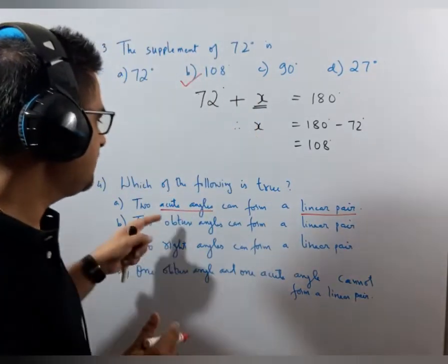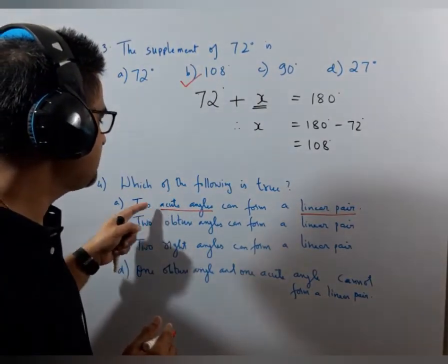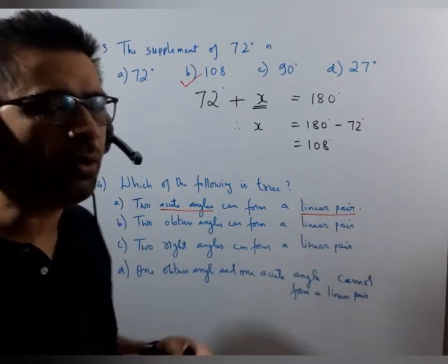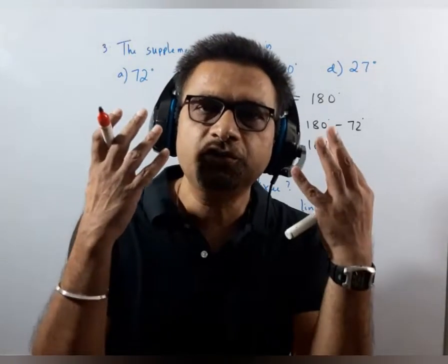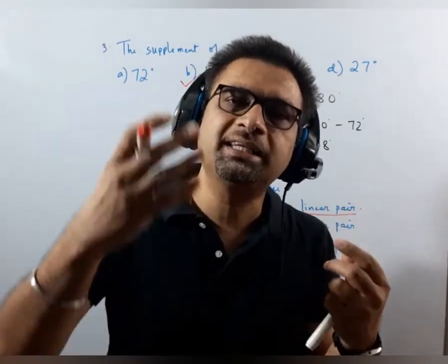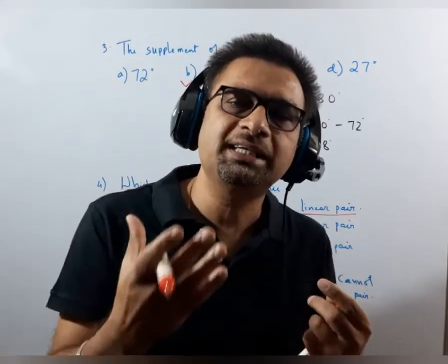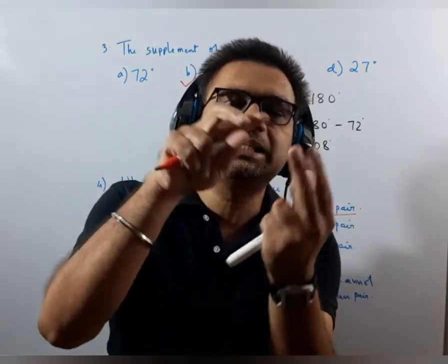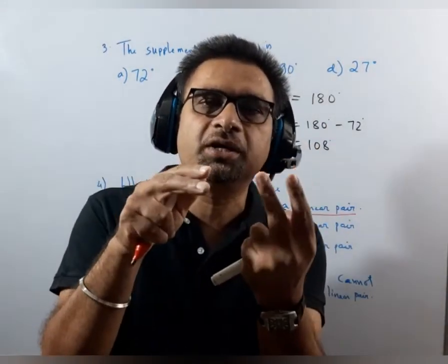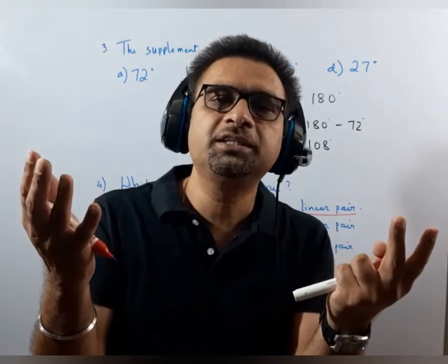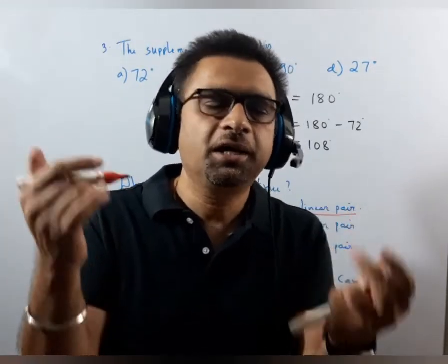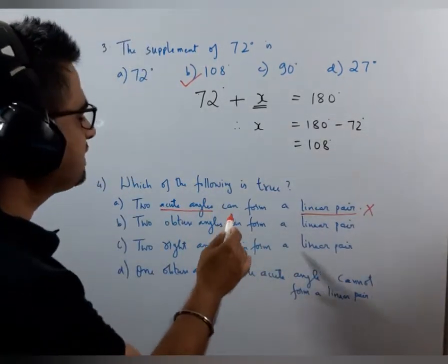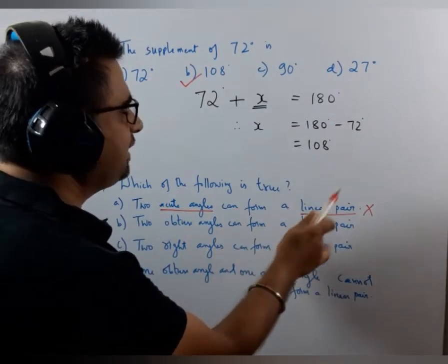So in this case, the answer choice A, what does it say? Two acute angles can form a linear pair. How? No, it can't. When we have two acute angles, each one is less than 90. Each one is less than 90. Now, if two angles, each one of which is less than 90 degrees, add together, how can they form 180 degrees? They can't, and therefore the first answer choice is wrong. Two acute angles can form a linear pair is wrong.